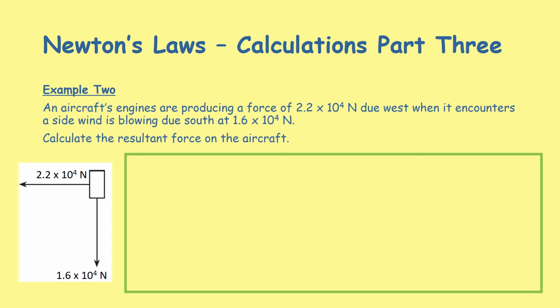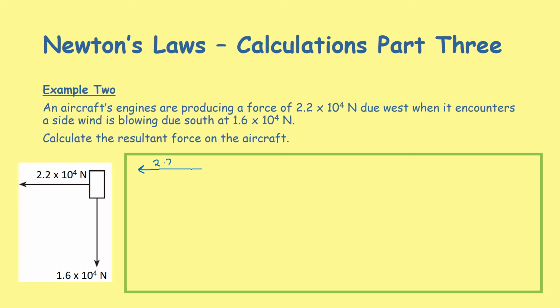The last question asked us to calculate the magnitude of resultant force and then the angle, whereas this question wants us just to calculate the resultant force, which means we need both a magnitude and a direction. So first of all, what we need to do is calculate the magnitude of this force, but we can't do that straight away. First, we need to draw our arrows tip to tail.